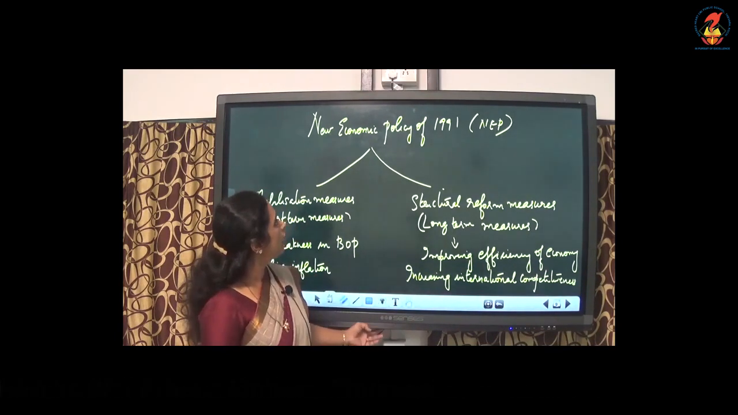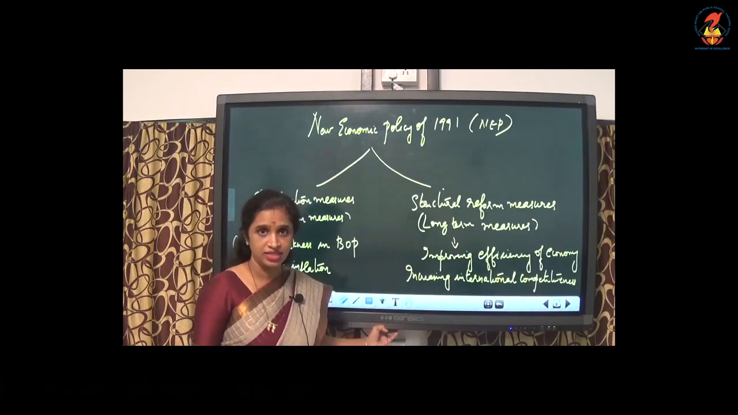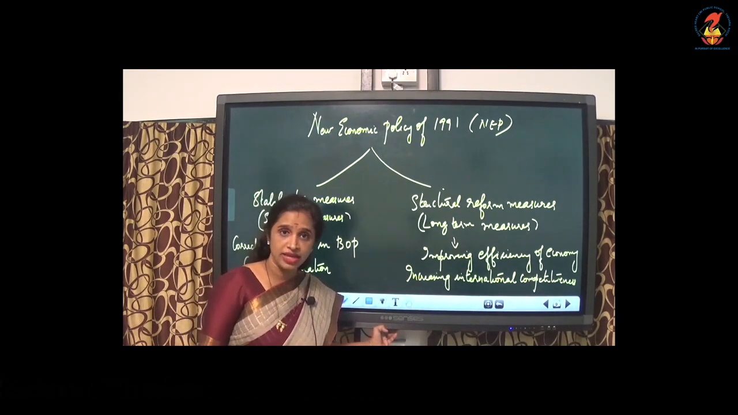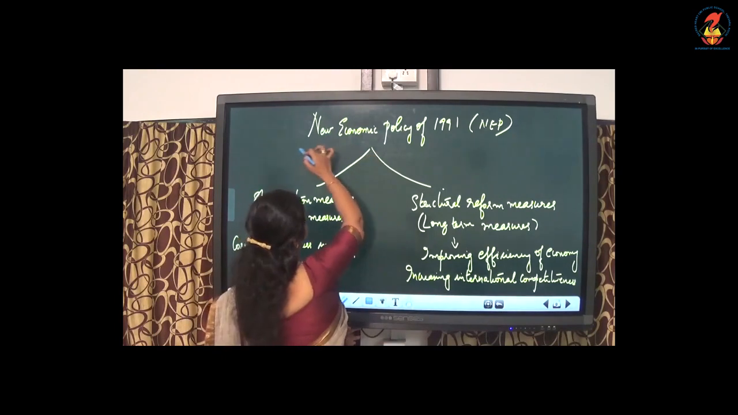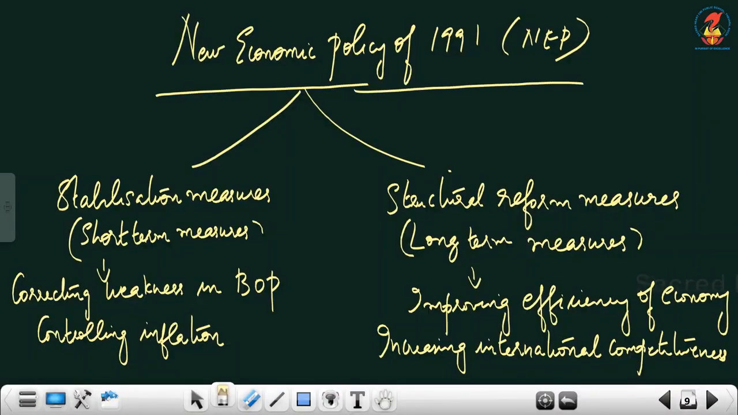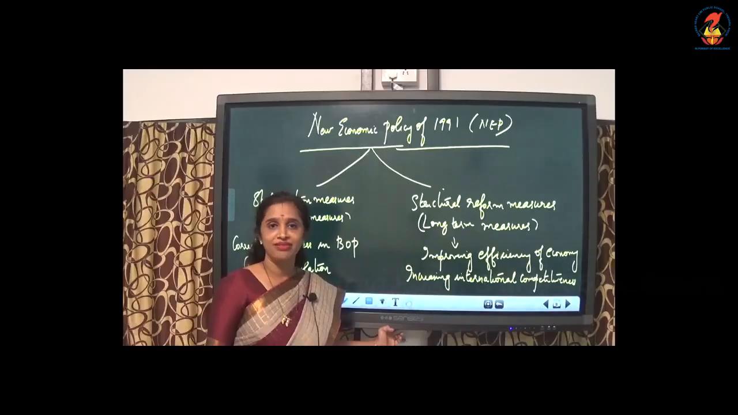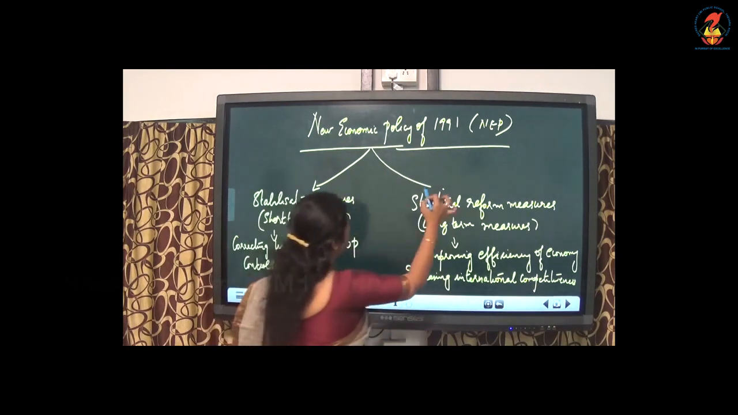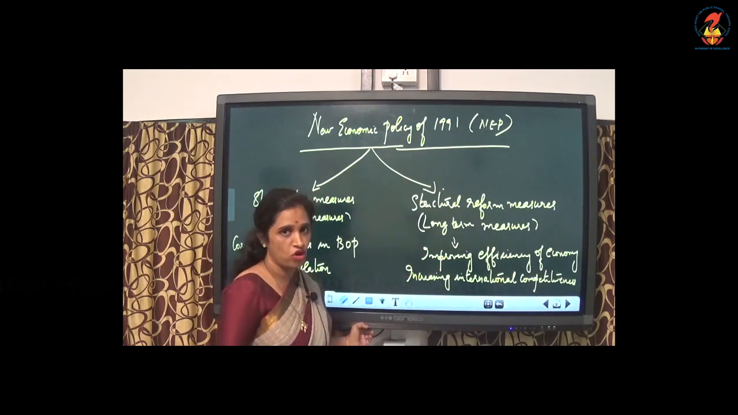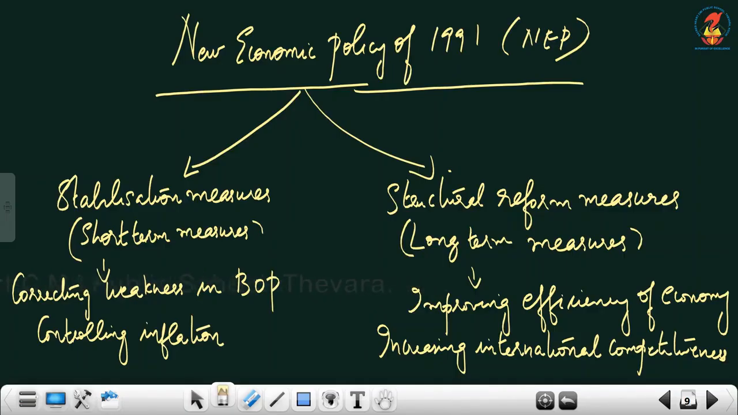Now, with that, India signed a new reform measure with the IMF and the World Bank, known as the New Economic Policy. The New Economic Policy was signed in the year 1991, and is also known as NEP. The New Economic Policy has two measures. One is the stabilization measure and the other one is structural reforms. Stabilization measures are short-term measures and structural reform measures are long-term measures.